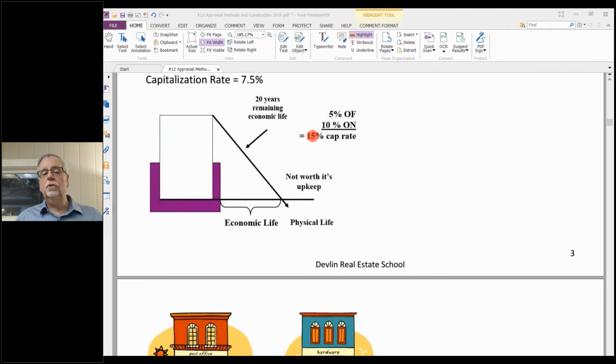We add those two together, sum them, we have a 15% cap rate. That's called the summation method.